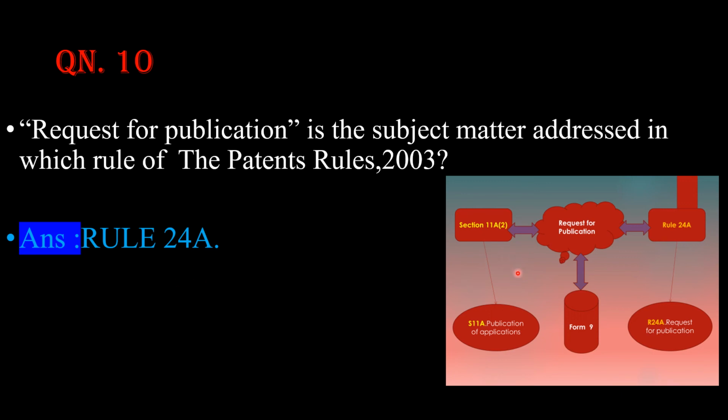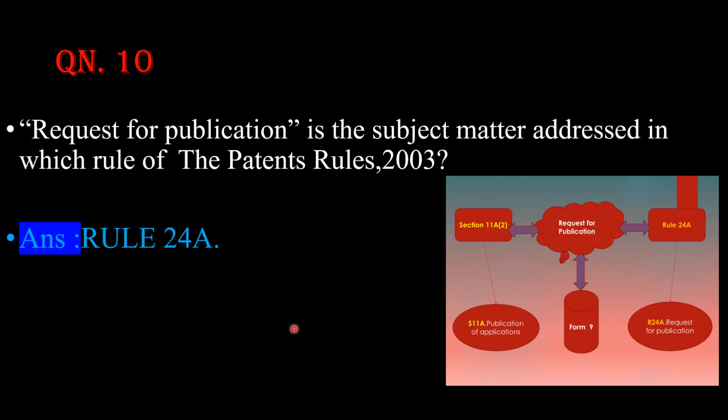Again, we will go to our old slide where we have mentioned the relevant sections and rules for Form 9. So, let us recall our memory here. Form 9 is request for publication. Section 11A is publication of applications. And the question is here, request for publication, and yes, we can find it here. Request for publication is the title of rule number 24A. Okay, that means, that's why I am telling you always that please remember this slide so that anything relevant to this slide, if asked, you can very well answer it.